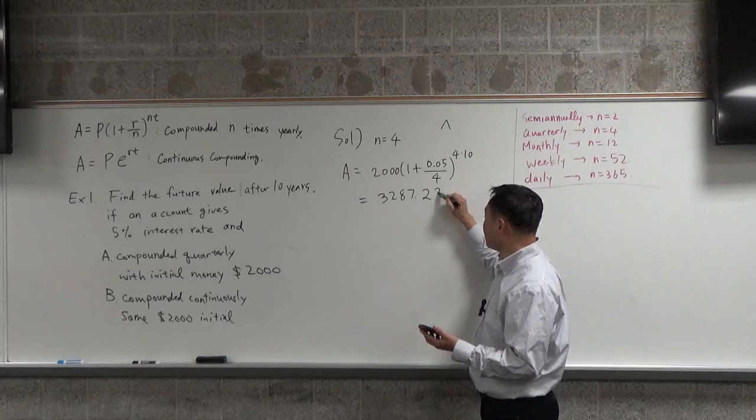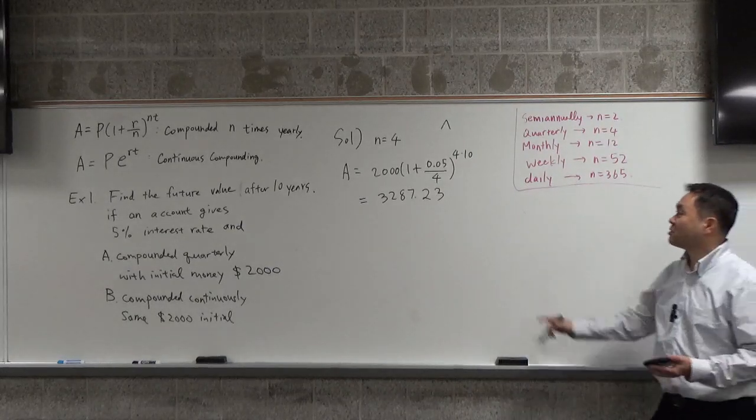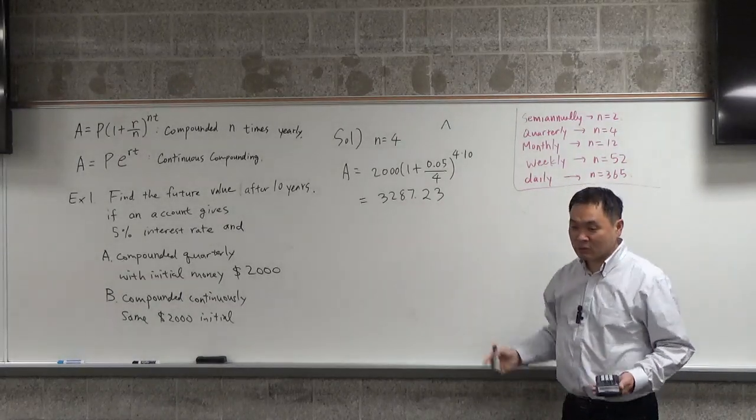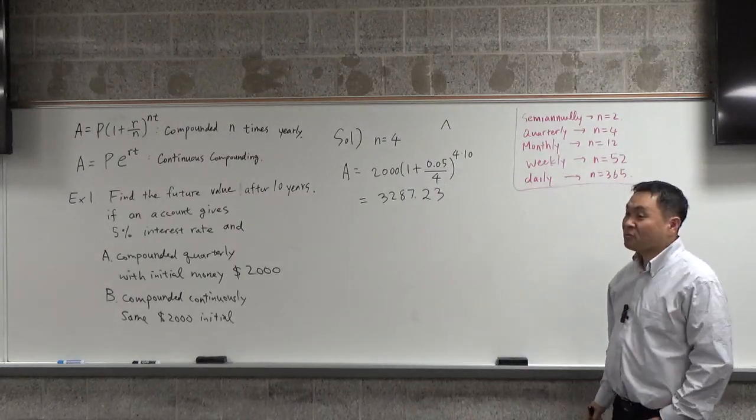3287.238. Let's round down. The bank will probably round down. So it's really 238, but I deleted the 8 and rounded down because that's what banks do. Okay, so that's your future value.